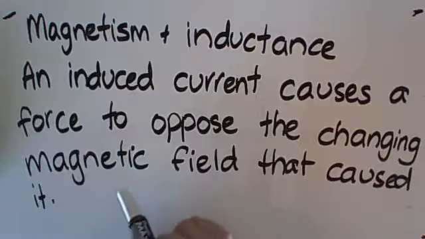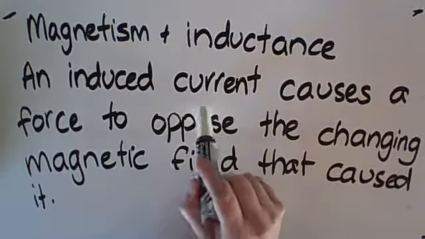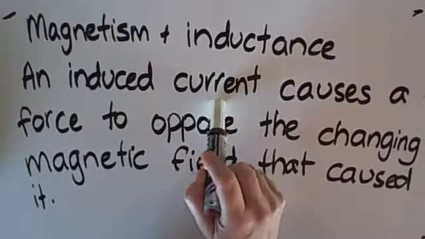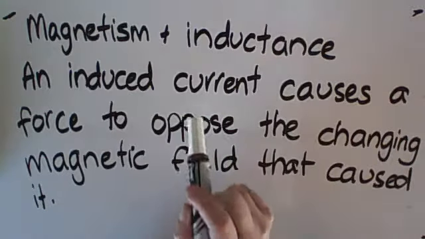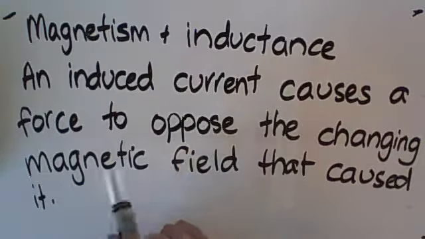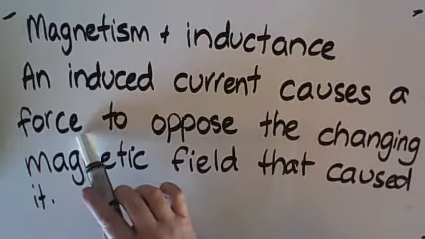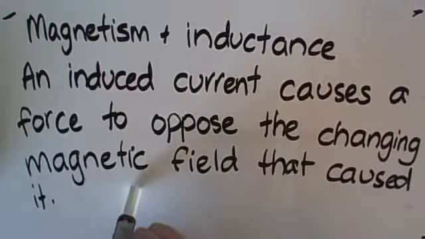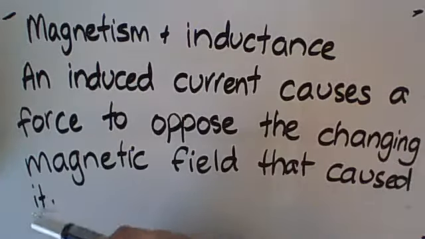And so we can say, well, the current that you get or the voltage that you observe is caused by the changing magnetic field, because a force will oppose the changing magnetic field. And that force is what makes the current occur or move. And we take advantage of that in lots of different ways.